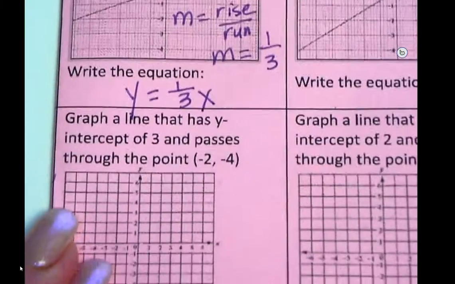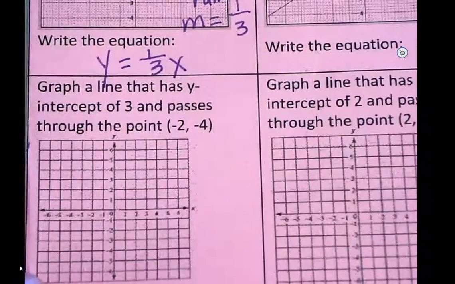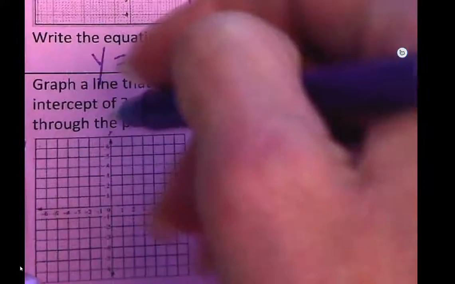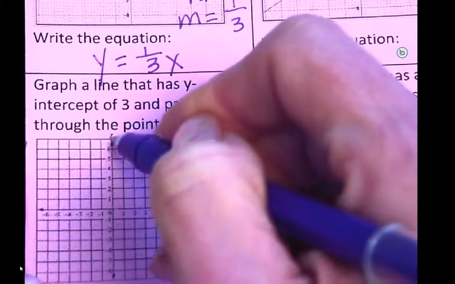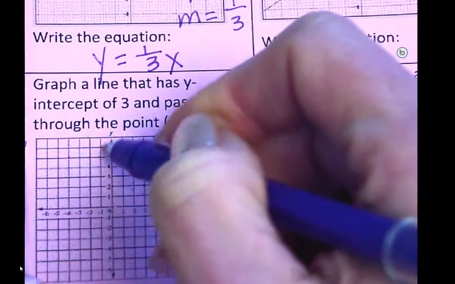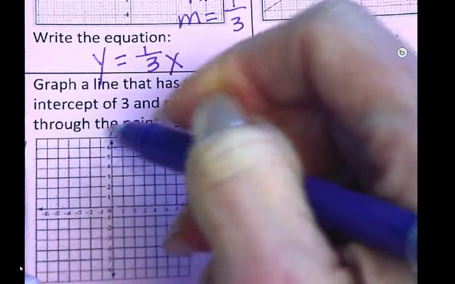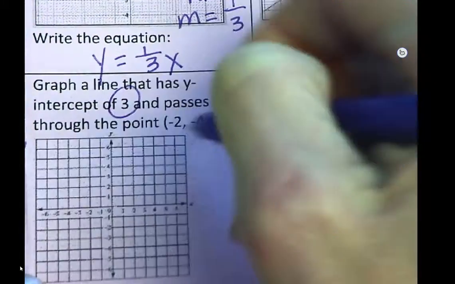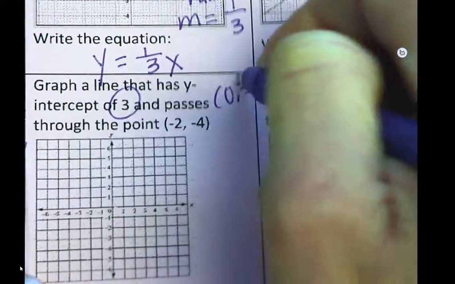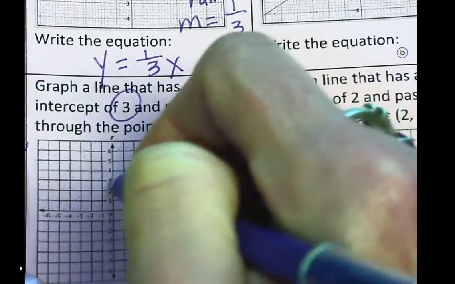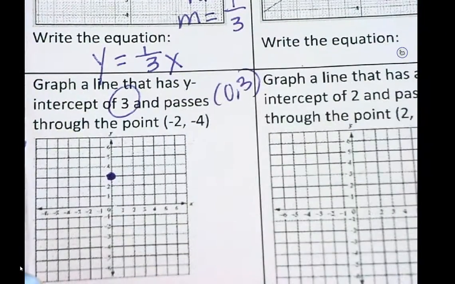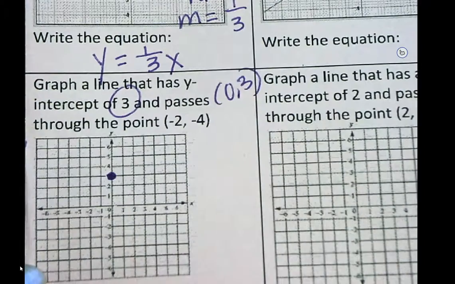We're graphing a line that has a y-intercept of 3. Y-intercept means it crosses the y. You see, this is the y. The y goes up and down. Crosses the y at 3. So that means I have a point at 0, 3, and I'm going to place my point at 0, 3. Okay, so that's 1 point.